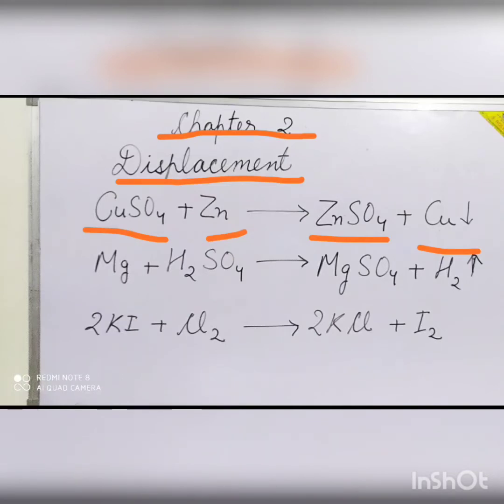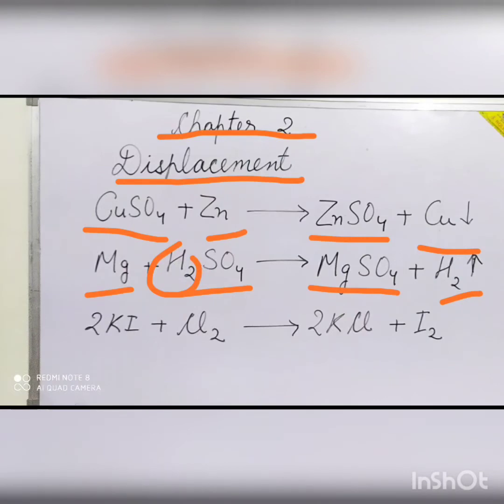Another example, if we take in a test tube some dilute sulfuric acid and drop in small pieces of magnesium ribbon, brisk effervescence takes place and hydrogen is evolved, which burns with a pop sound on bringing a matchstick near the mouth of the test tube. The solution formed is magnesium sulfate. Magnesium is more reactive than hydrogen, so it displaces hydrogen from sulfuric acid.